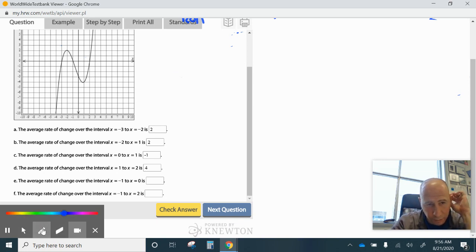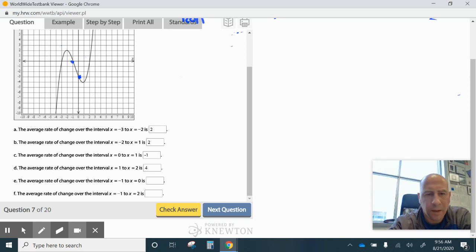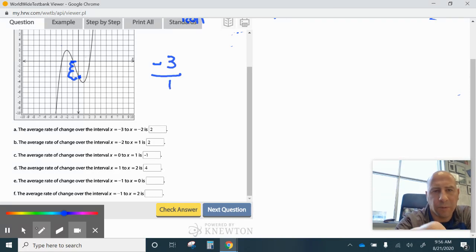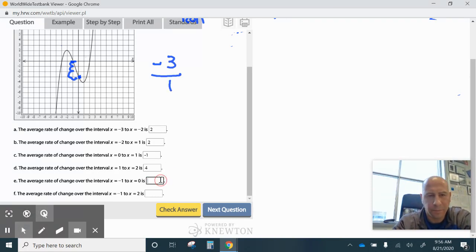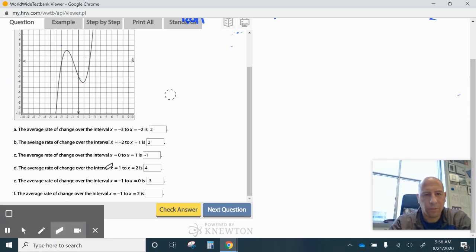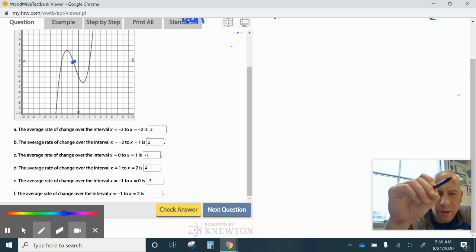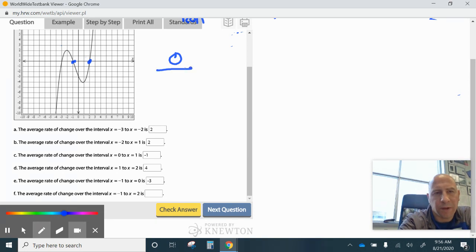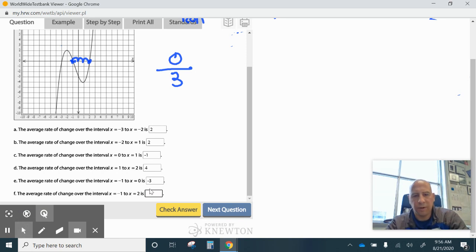Okay, now it says the average rate of change over the interval x is negative 1. So x is negative 1, so this point right here, and x equals 0, this point right there. Okay, so then we go down 1, 2, 3 to the right 1. So negative 3 divided by 1. So that is negative 3. All right. Now, last one, the average rate of change over the interval when x is negative 1 and x equals 2. So rise is 0, and then run is 1, 2, 3. So 0 divided by 3 is 0. Rate of change is 0.